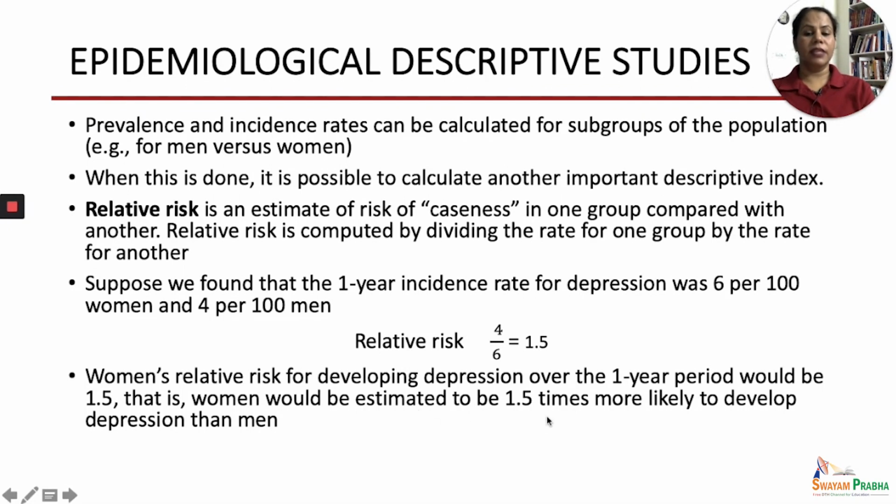So relative risk gives us the information about how one group is at risk of getting a particular disease or condition as compared to another. So here, as our relative risk calculation comes out to be 1.5, it means that women will be 1.5 times more likely to develop depression than men.